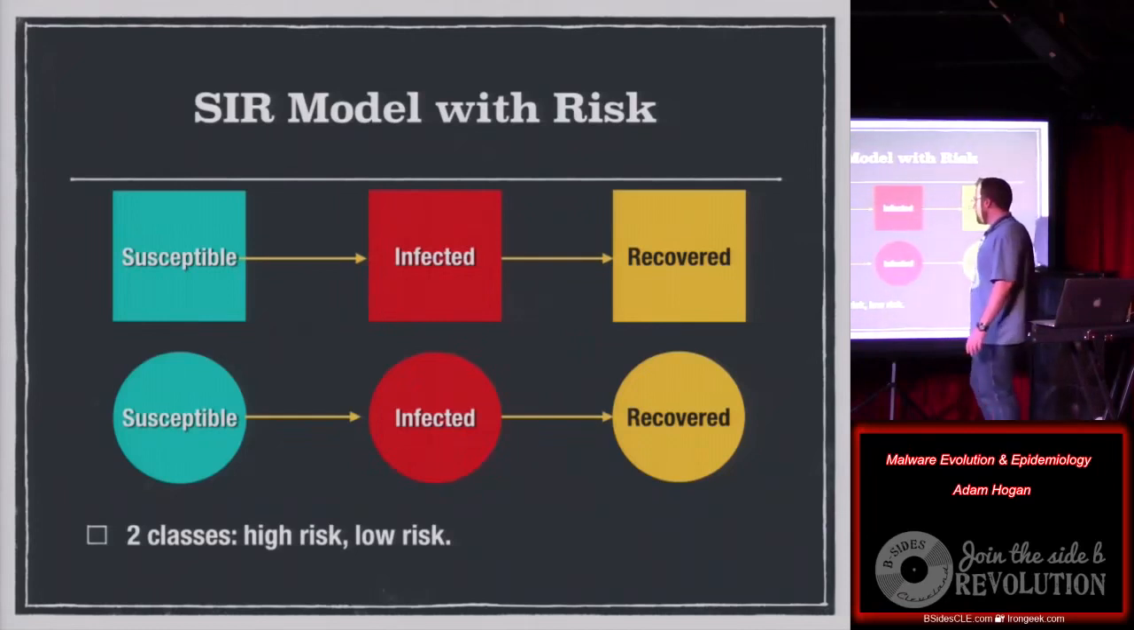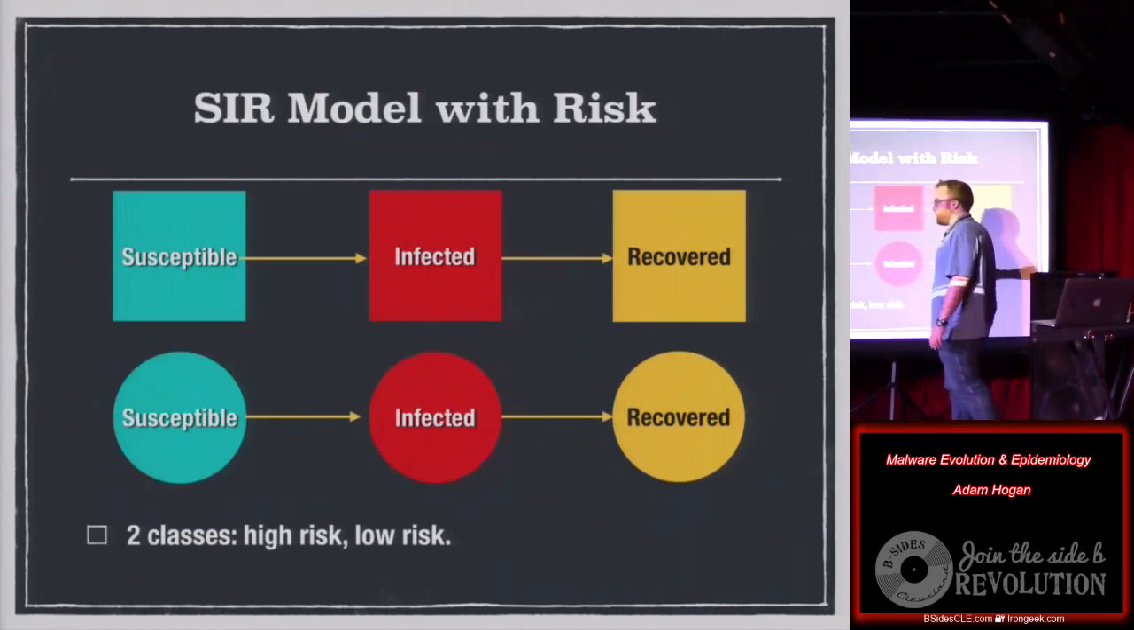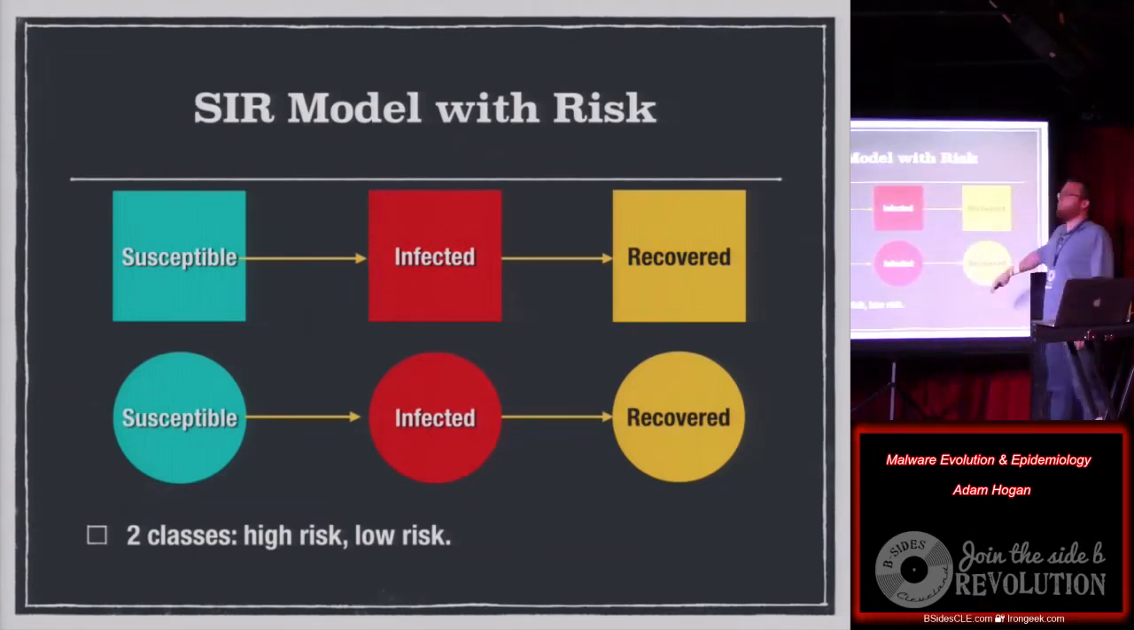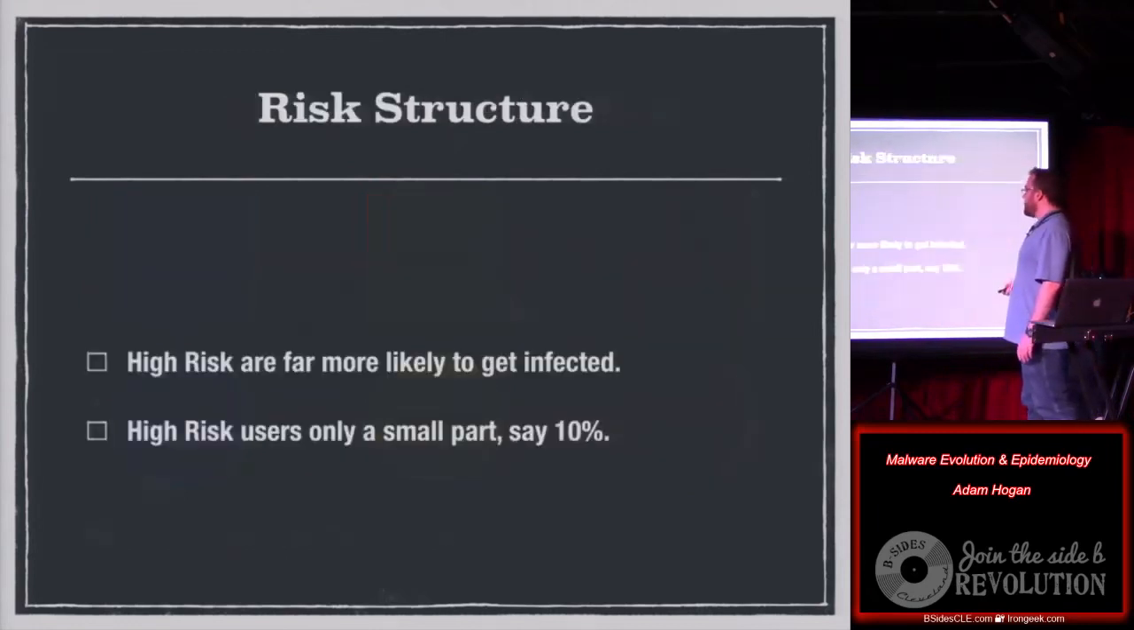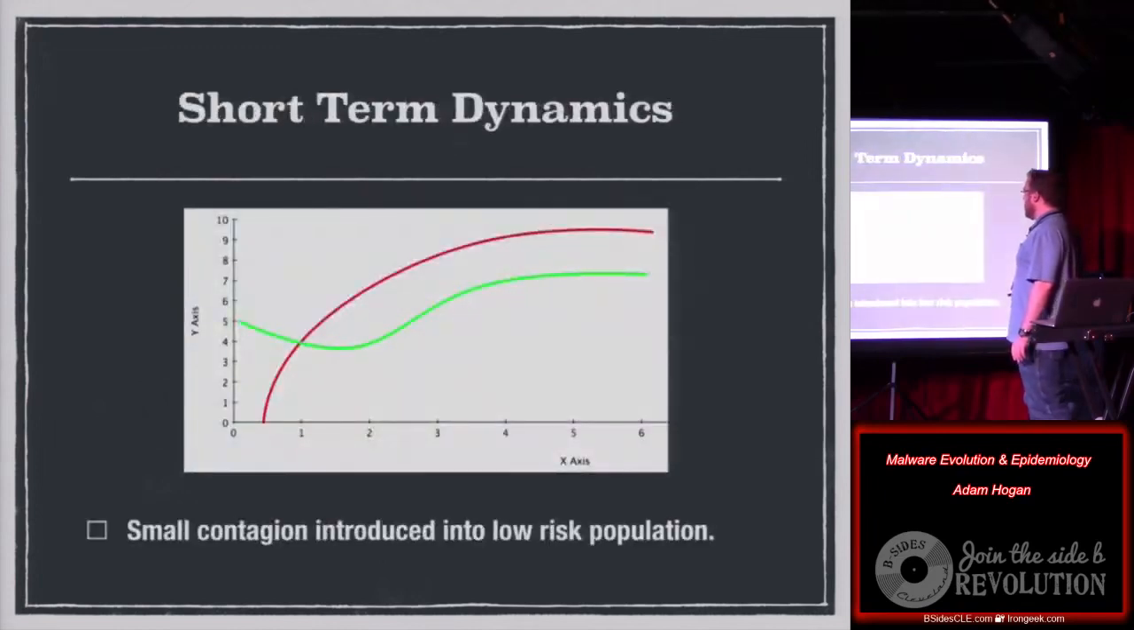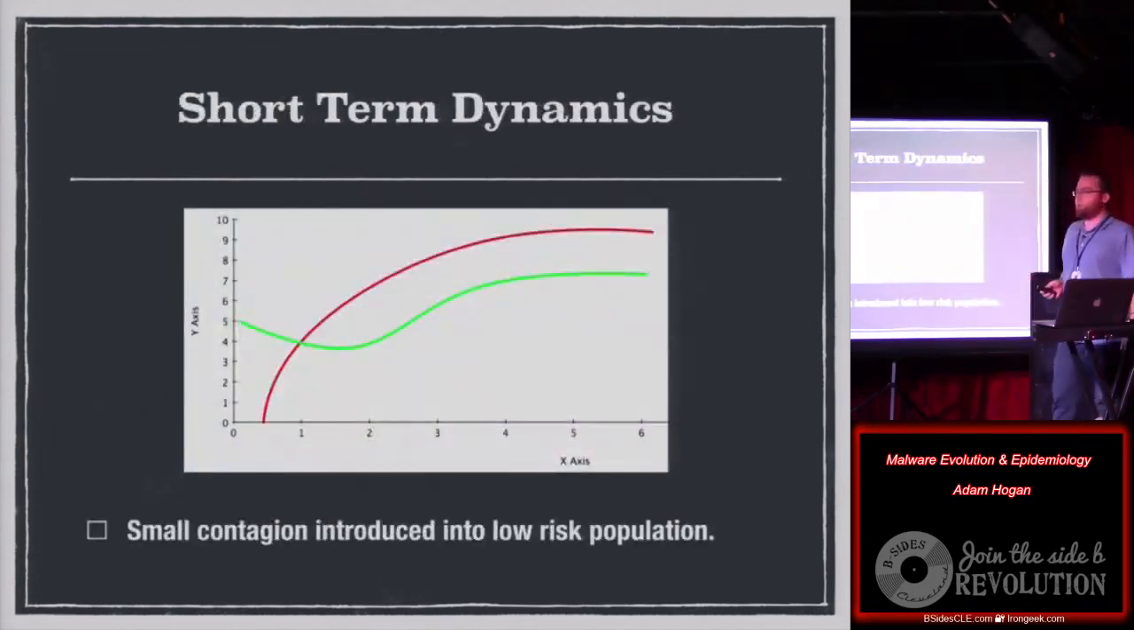All right, so here we have high-risk users, and this could be a really low percentage of our users, say 10%. But say these high-risk users are far, far more likely to get infected. Well, what happens in the model when we look at it that way? What happens is these high-risk users end up driving almost all of the effect.